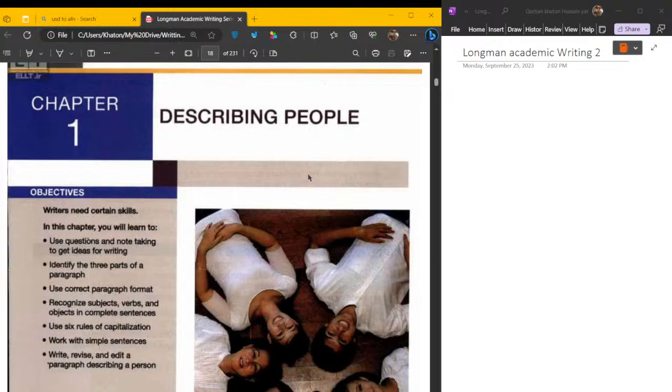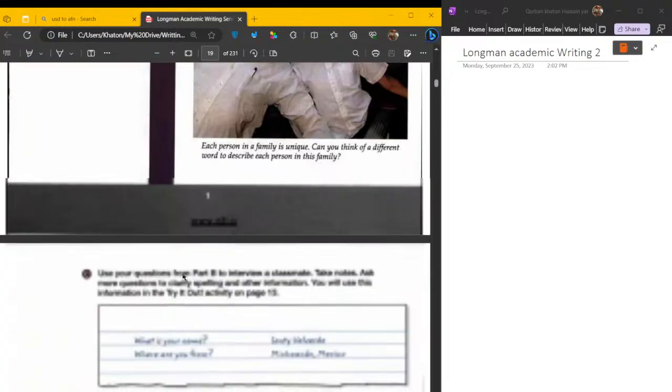So now, describing people. It is really important for us to know how to describe a person, describing another person, as we might come to introduce our friends to someone else. So we should know what characteristics of the person we are talking about.